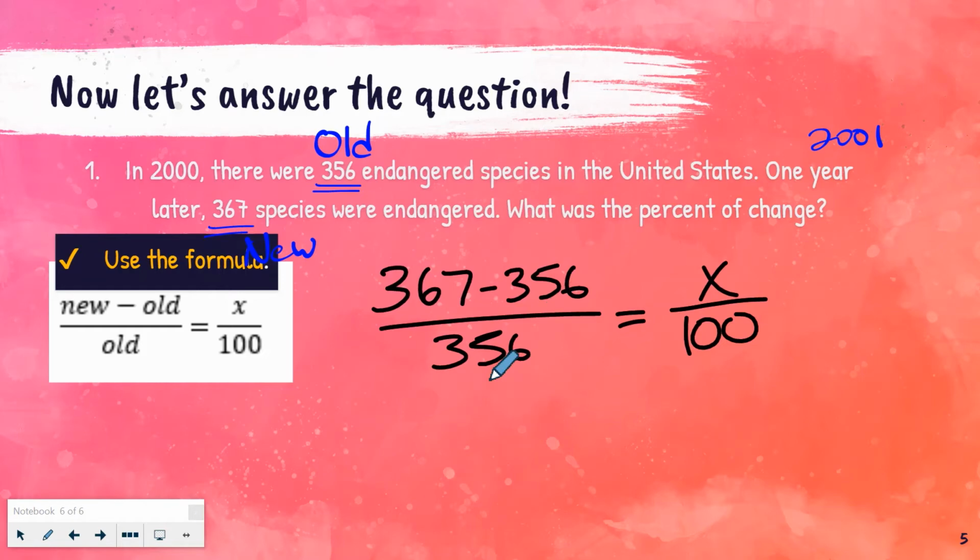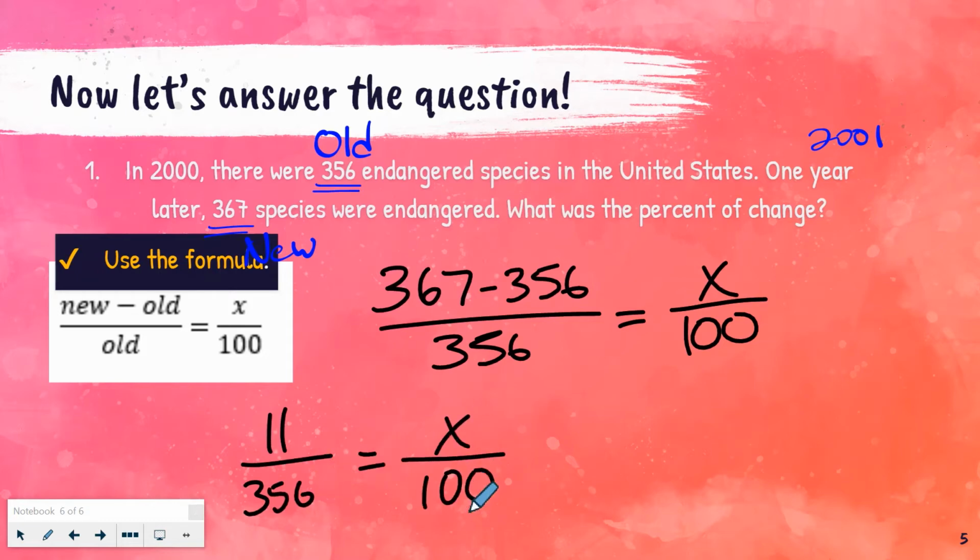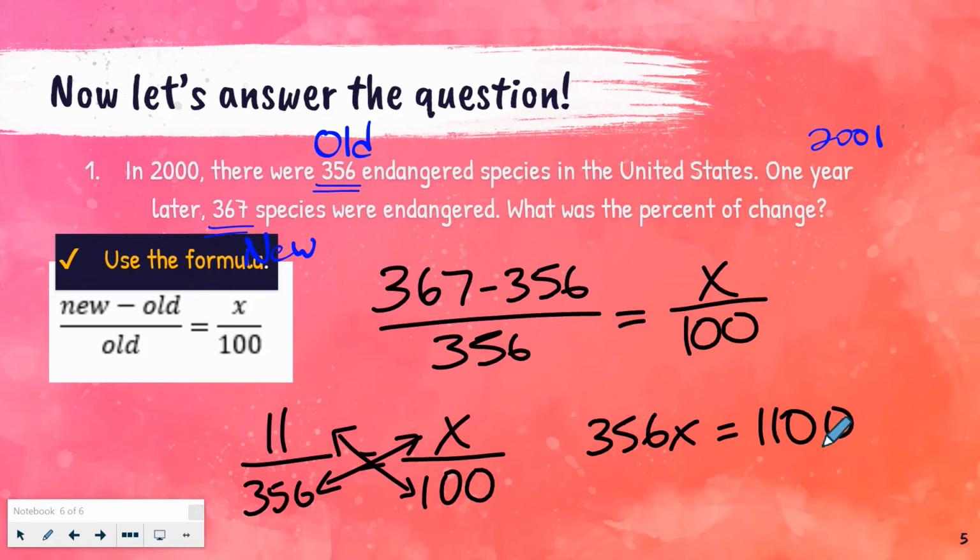Instead of doing that, you can actually just solve this as a proportion. So we do the subtraction. That gives us 11 over 356 equals x over 100. And then we can cross multiply. So we subtract, then cross multiply. That gives us 356x equals 1,100.